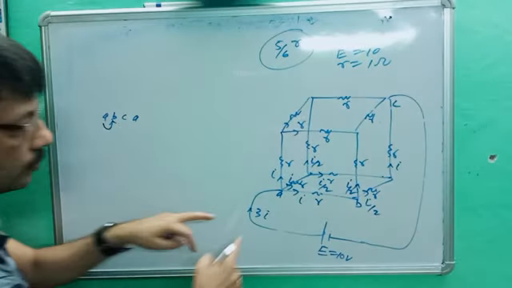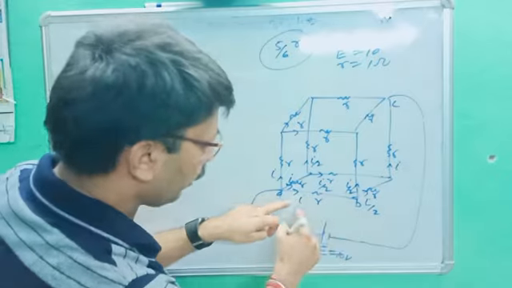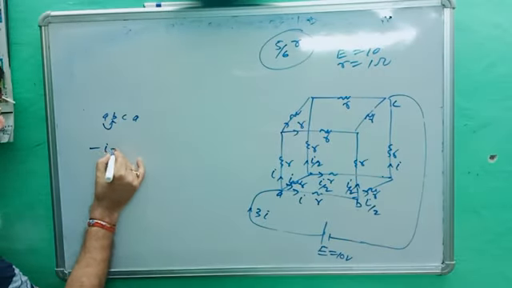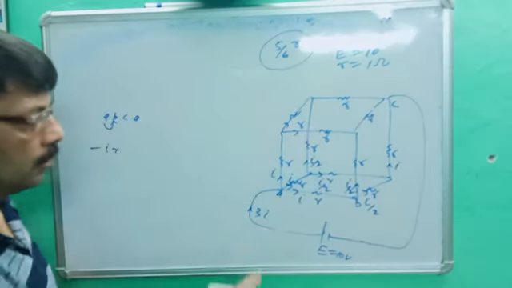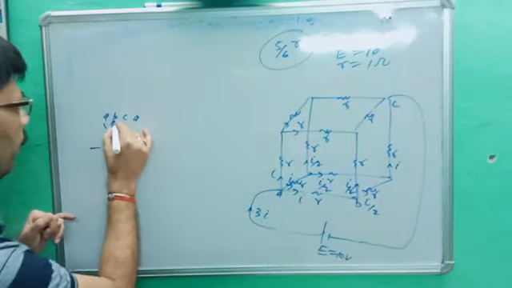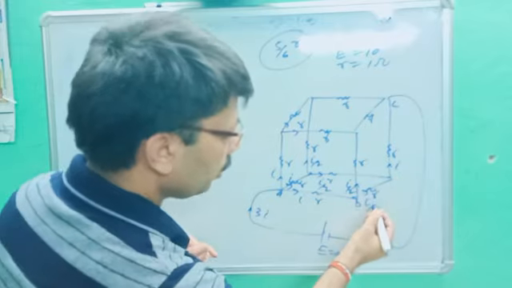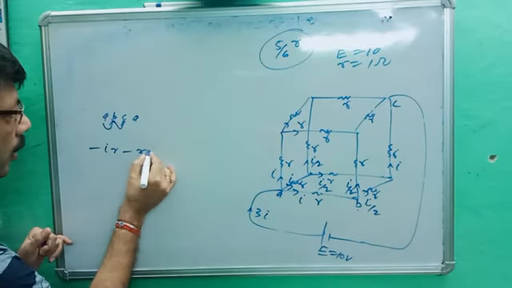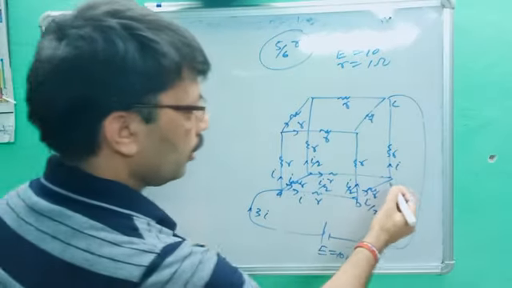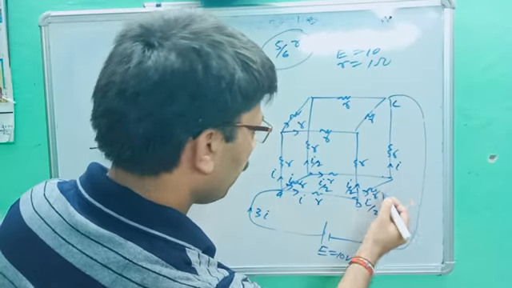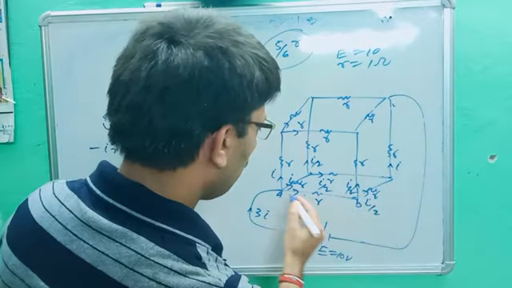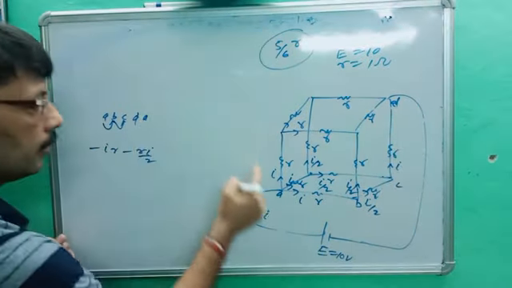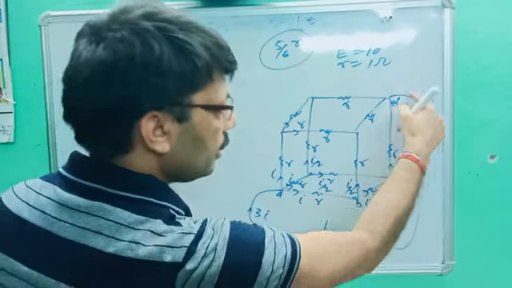A to B. You are moving in the direction of current. The current is I, the resistance is R, so it will be minus IR. Are you getting the point? In the direction of current. Next, B to C. The current is I by 2, the resistance is R, so it will be minus IR upon 2. Here we can take, okay, sorry. A, B, C, D and again A.